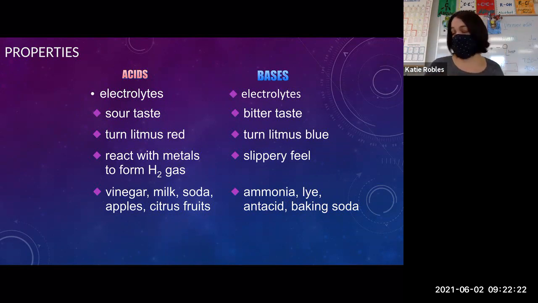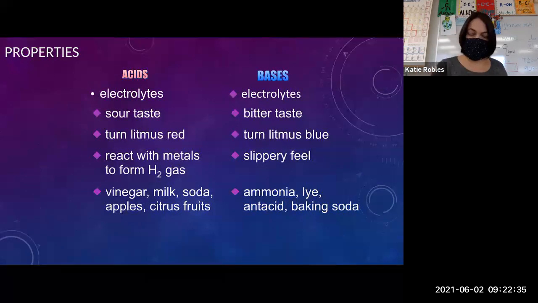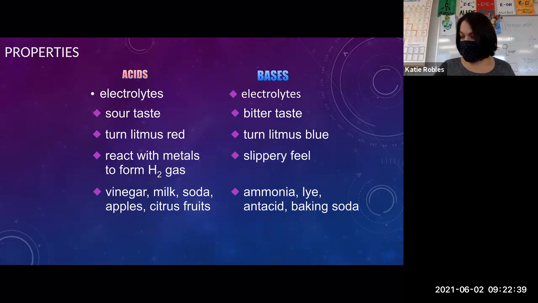Acids turn litmus paper red, bases turn litmus paper blue. You don't need to know what litmus is right now, but what I do want to tell you is that there are acid base indicators. So there are certain chemicals that you can add to things to tell you whether it's an acid or a base.